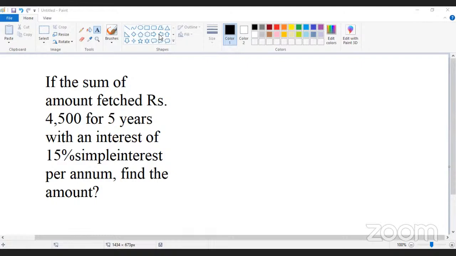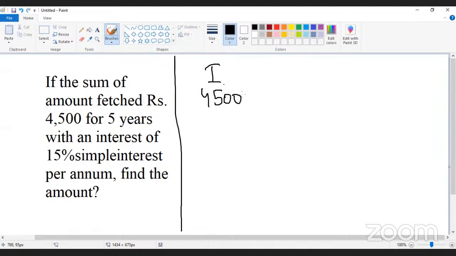So 4,500 is what amount? The amount after the interest has been added for 5 years. Yes. So 4,500 is fetched. That means it has come out. The additional amount he's getting, that is 4,500. This is called the interest. 4,500 is the interest. That is equal to principal amount into RT by 100.